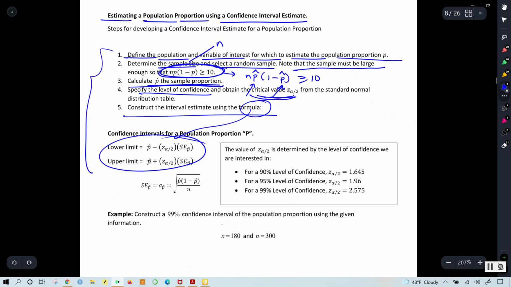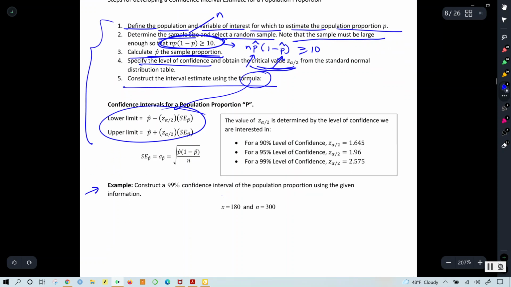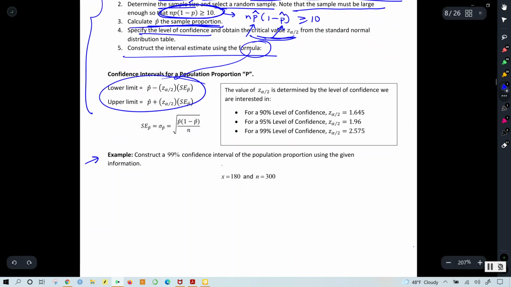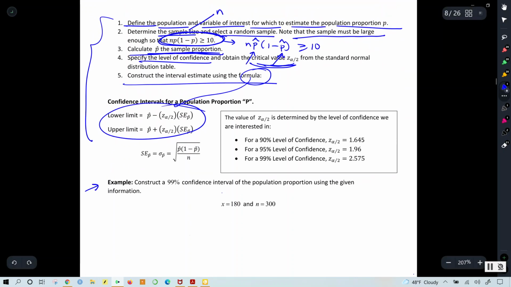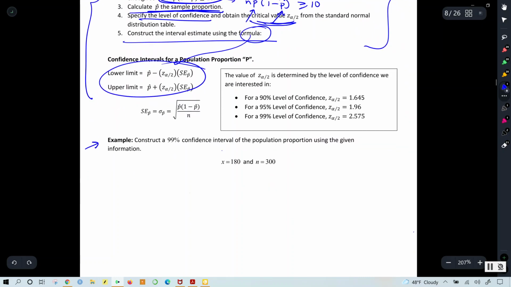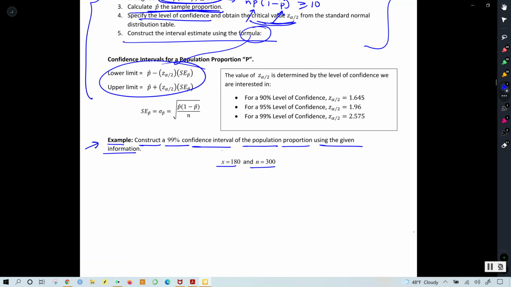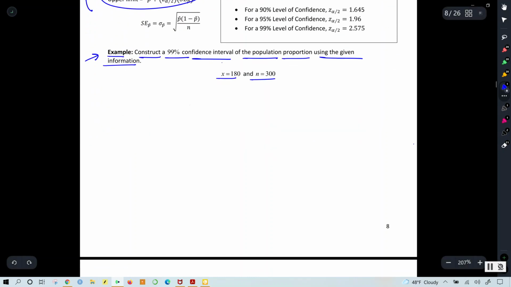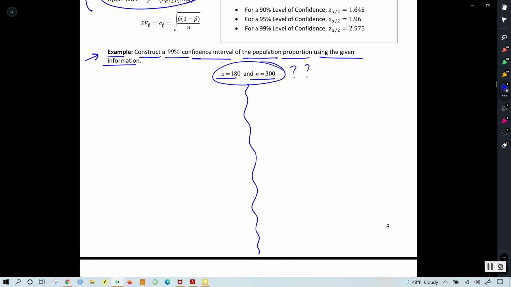Well, it is one thing to read all of that to you. I think it's more instructive to carry on with an example so that you see how the steps can be illustrated. So we take the first example. Construct a 99% confidence interval for the population proportion using the given information: X equals 180 and n equals 300. First thing I like to do is to manage my space here, so I'm going to draw a line here. Then next, I'm going to focus on what this means, that is, X equals 180 and n equals 300.